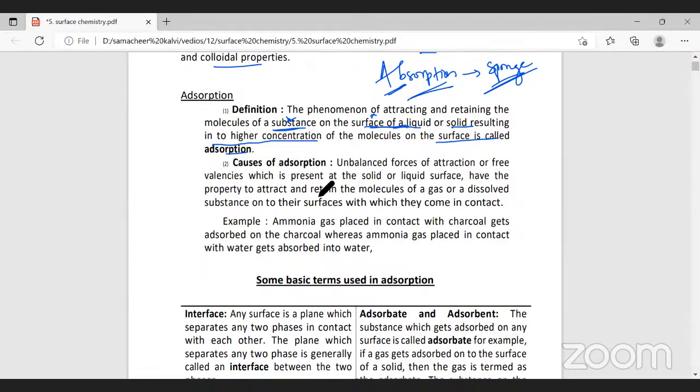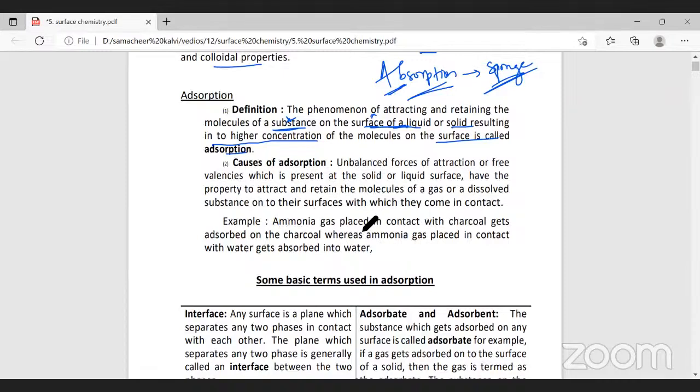What are the causes of adsorption? Unbalanced force of attraction or free valencies, which is present at the solid or liquid surface, have the property to attract and retain the molecules of a gas or a dissolved substance on their surface with which they come in contact. So the cause for adsorption is unbalanced force of attraction or free valencies present at the solid or liquid surface.